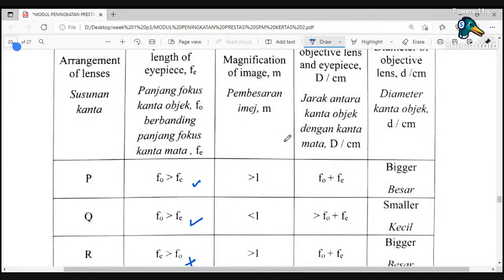Okay, now the magnification must be more than 1. So we want to produce larger size of image. Okay, so magnification must be larger. So I will accept this one. I will remove the one which is smaller.